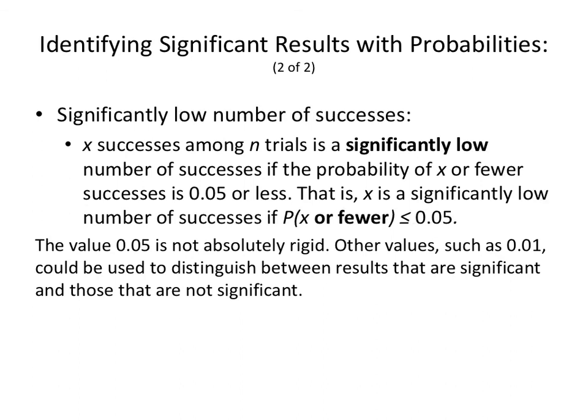So significantly low numbers is going to be that the number of successes, if the probability of X or fewer successes is 0.05 or less. So that means X is significantly low if the probability of X or fewer is less than or equal to 0.05. Again, 0.05 is not a rigid value. That's just what we're looking at right here.